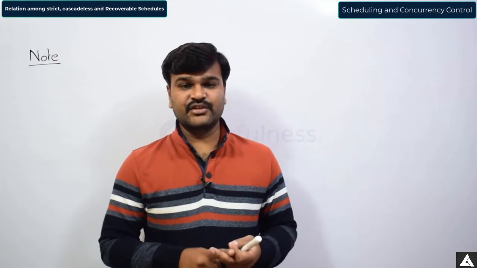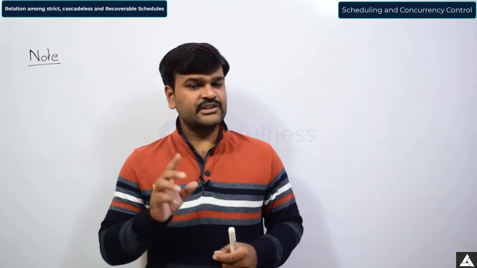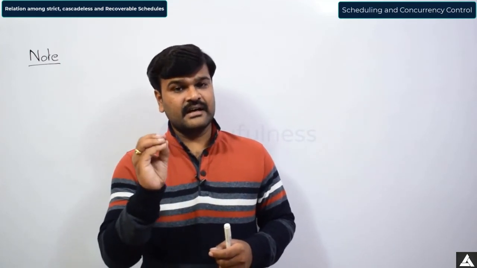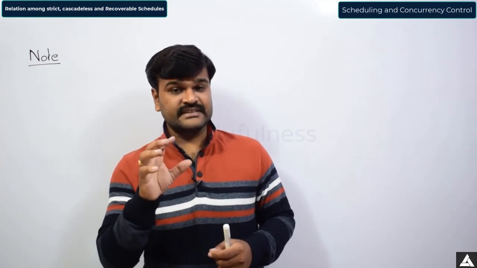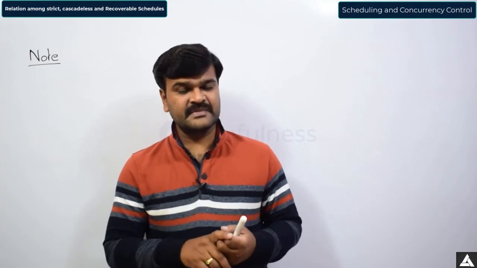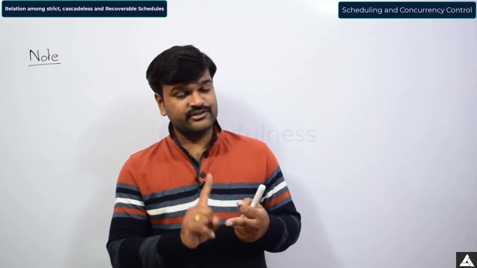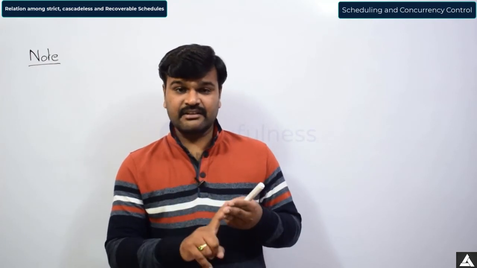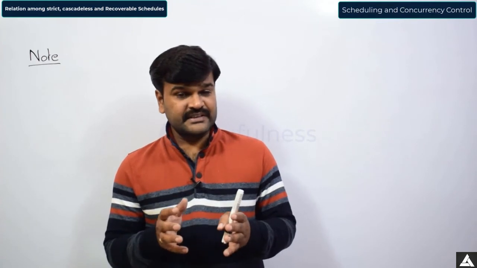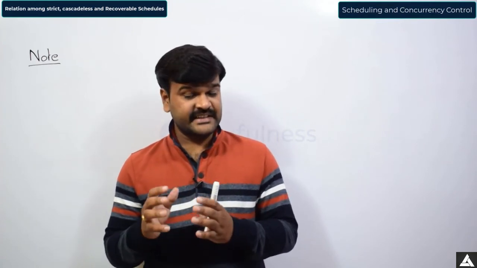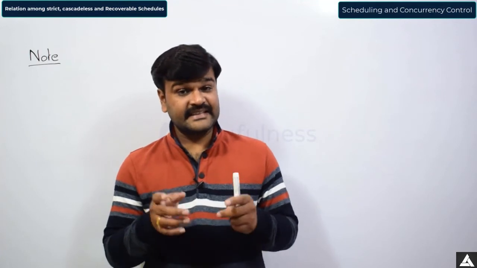Okay. So till now we have seen strict schedules, cascadeless schedules, and recoverable schedules. You see these three words are positive words towards concurrency control. Strict schedule, there is no problem. Cascadeless schedule, that is also no problem. And recoverable schedules, that is also no problem. Non-recoverable is not a good thing. Not strict is not a good thing. Cascading schedules is also not a good thing.